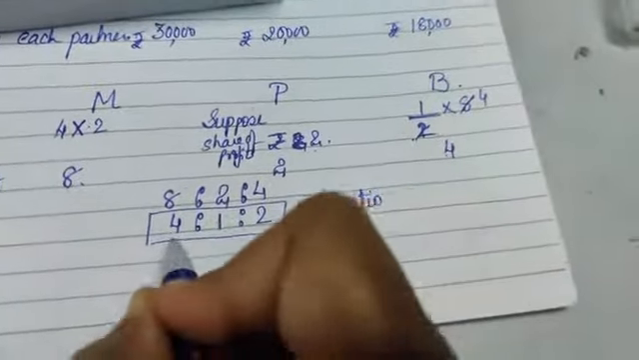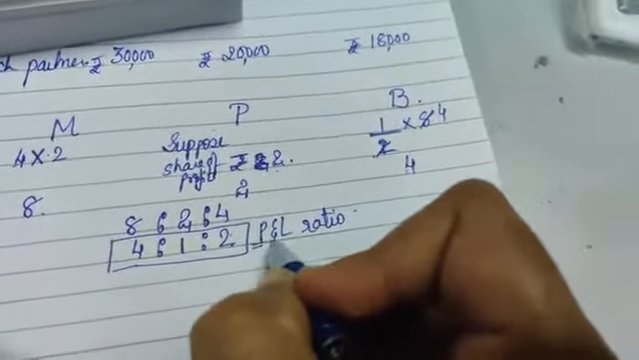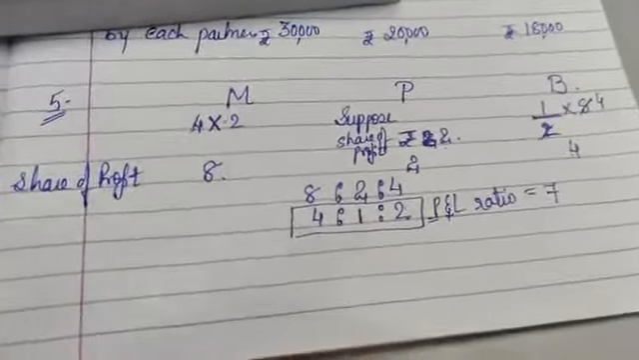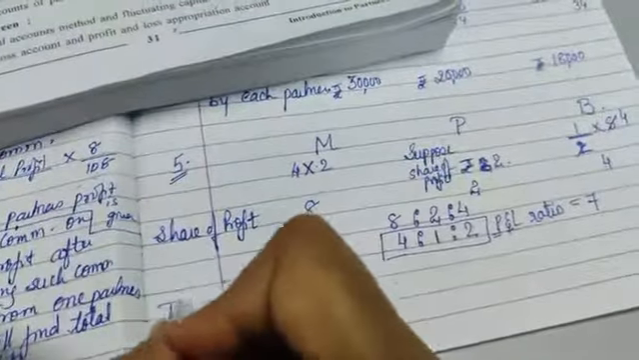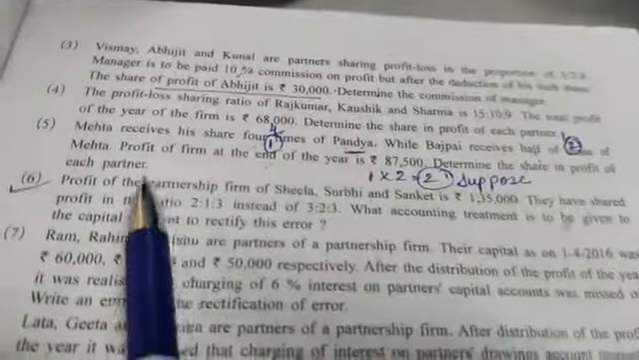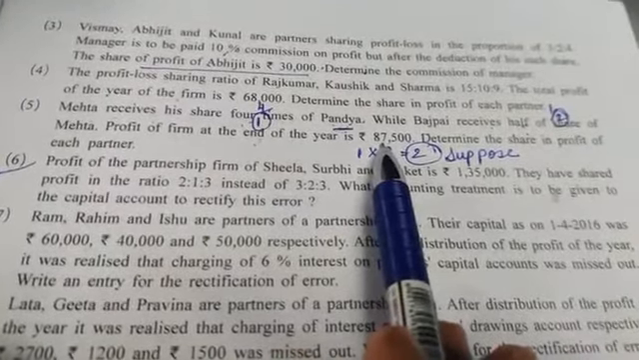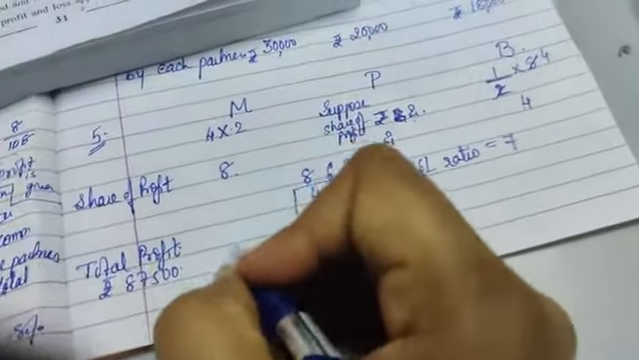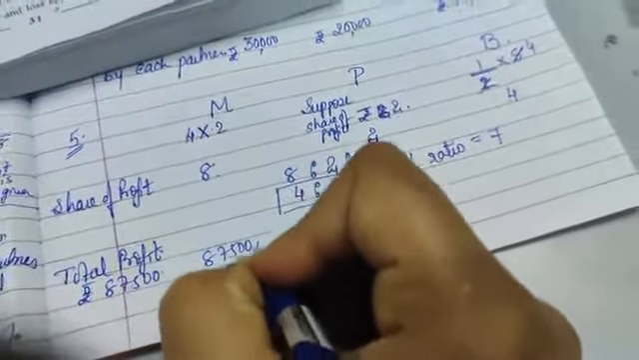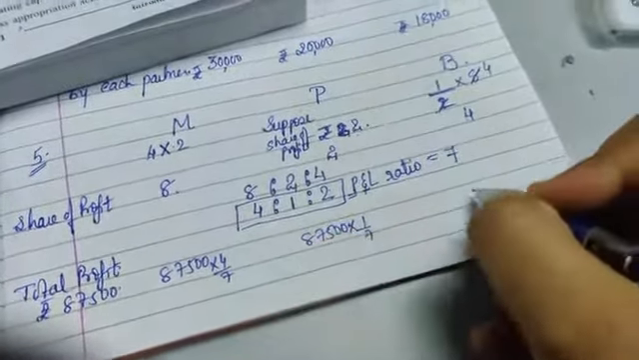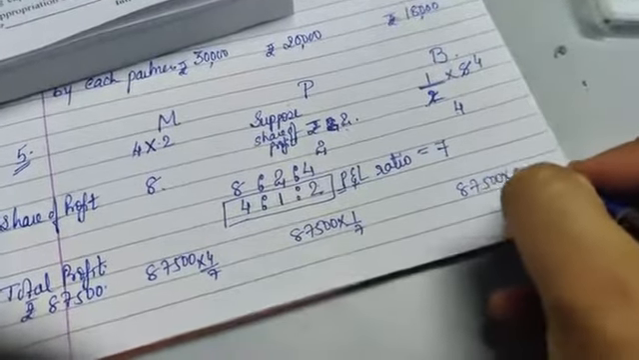What is the total? 4, 5, 6 and 7. So the total is 7 here. Now they have given you the profit. So total profit, how much? See here they have given the profit as 87,500 for the firm at the end of the year. So 87,500 rupees. Now 87,500 into 4 upon 7, 87,500 into 1 upon 7, 87,500 into 2 upon 7.